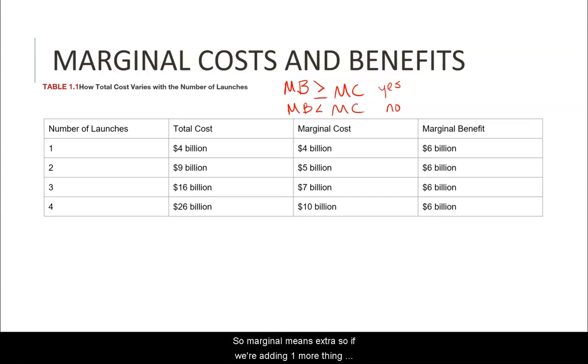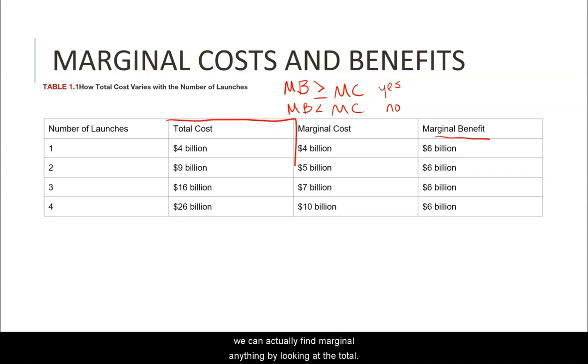So marginal means extra. So if we're adding one more thing, what is our extra cost and what is our extra benefit? And in this example with NASA rocket launches, we have a constant marginal benefit of $6 billion each. So every single rocket launch is going to have that same extra benefit. We don't have a constant marginal cost.